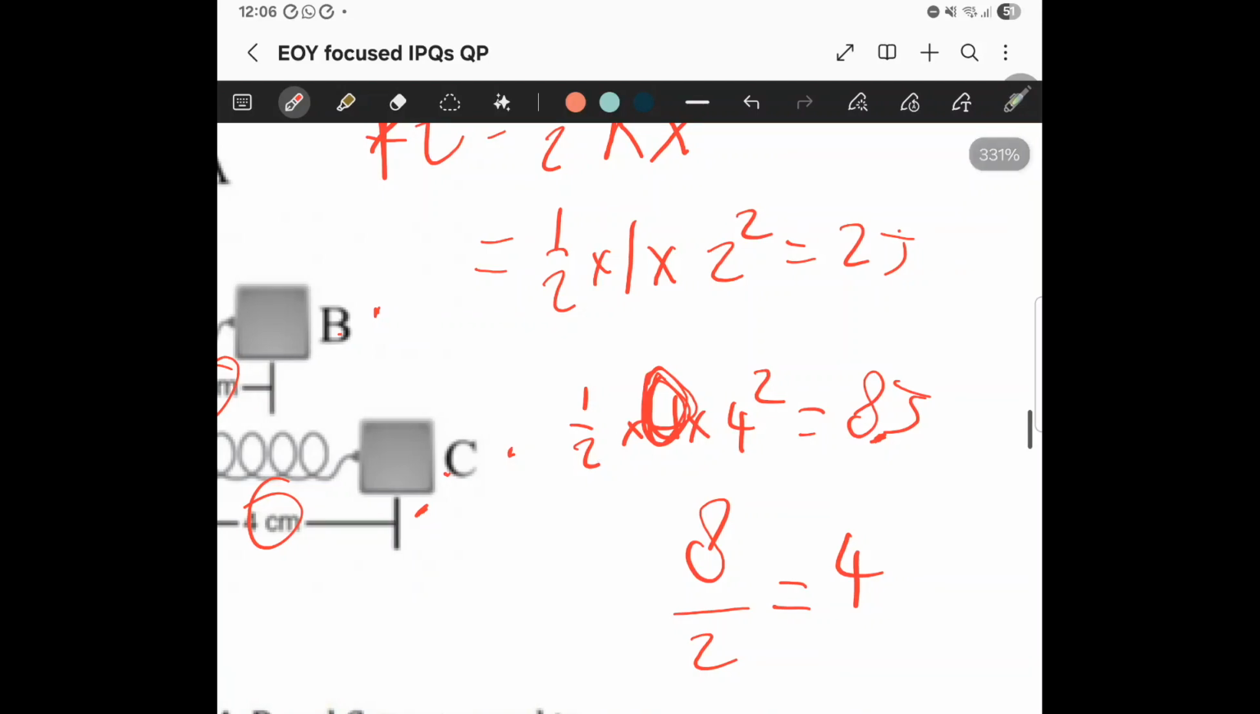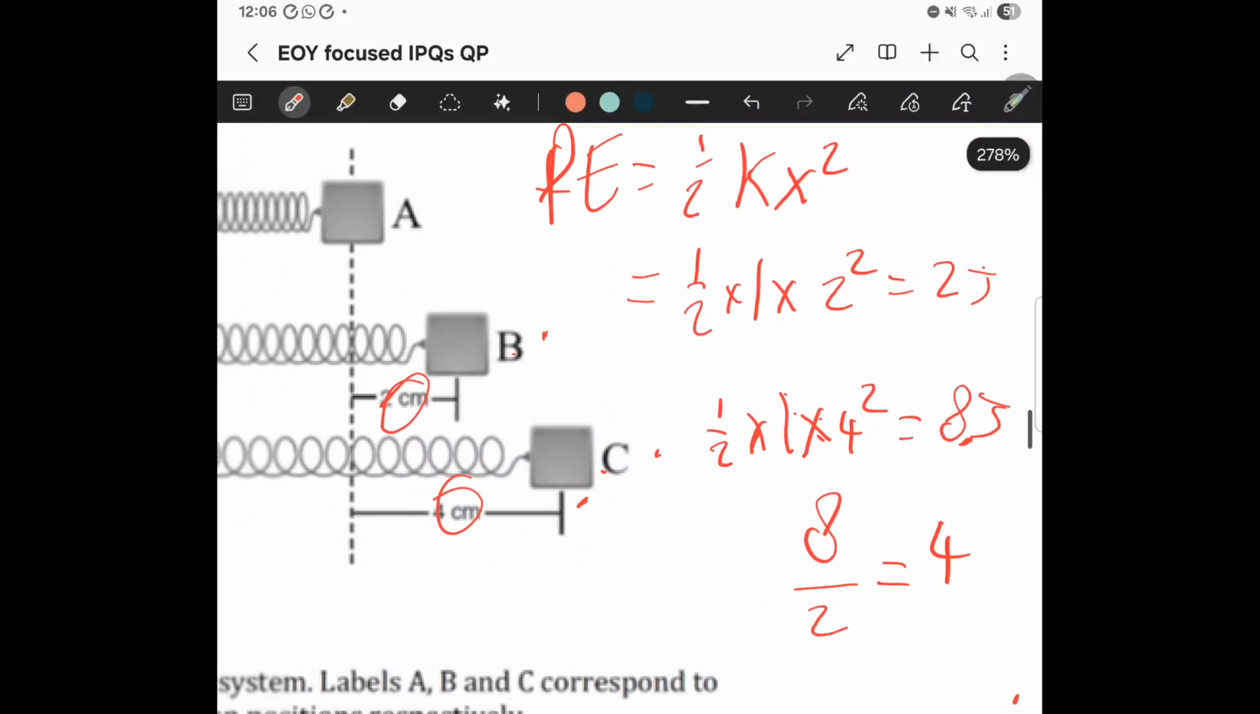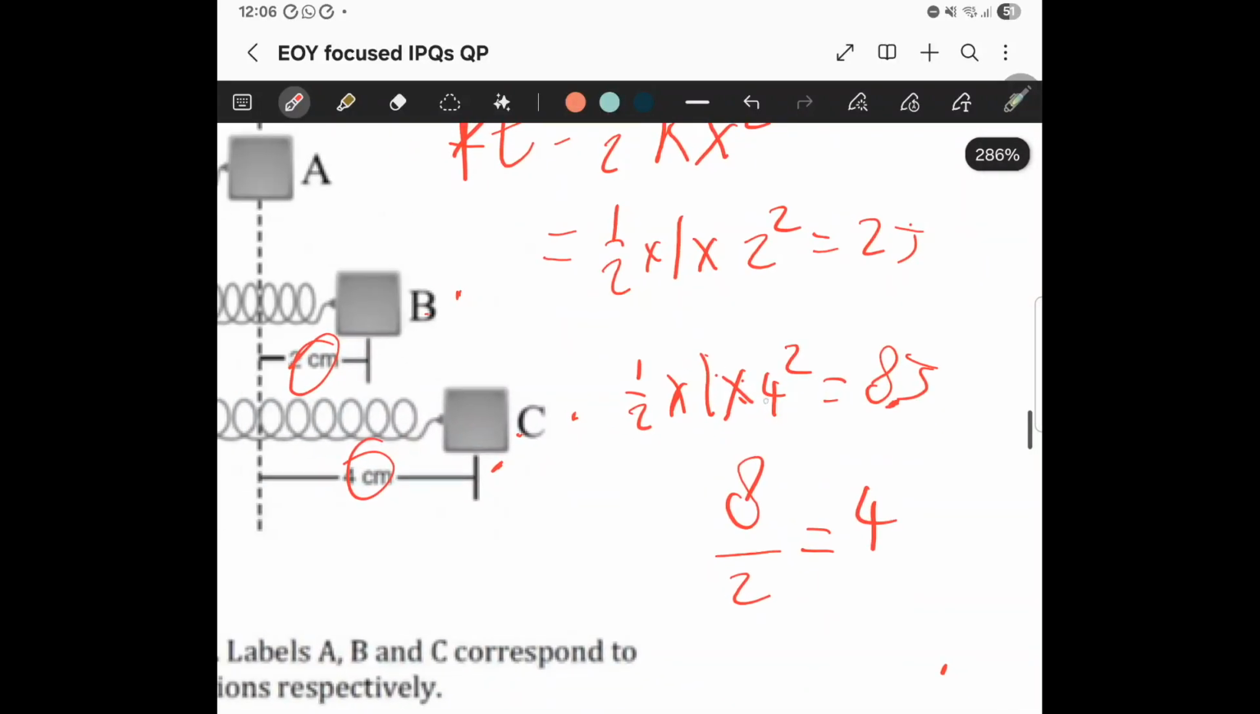A half times, what did I do? I kept it as 1. A half times 1, because it's the same spring, times 4 squared. That became 8. To compare, that normally means to divide. 8 over 2, that becomes 4.